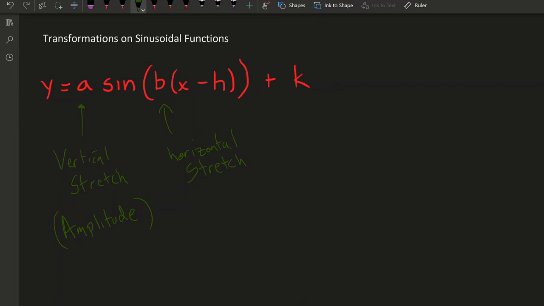Now, b is not actually what the period is, but the period is going to equal 360 degrees divided by b. Or, if we're doing this in radians, it would be 2 pi divided by b.